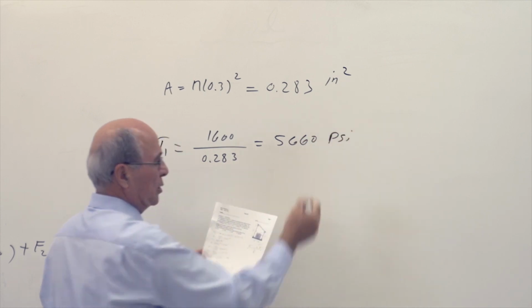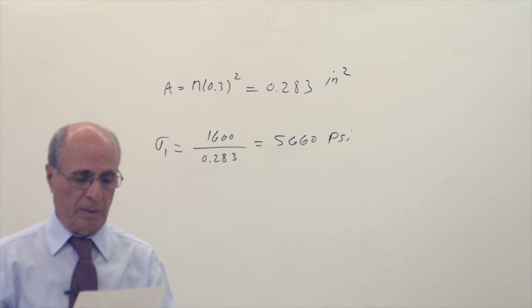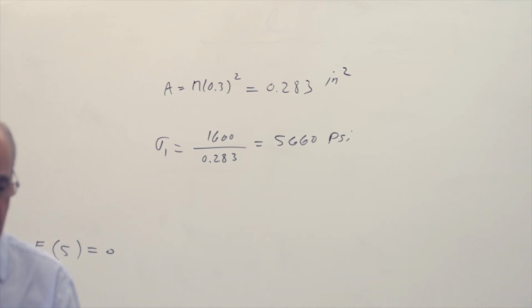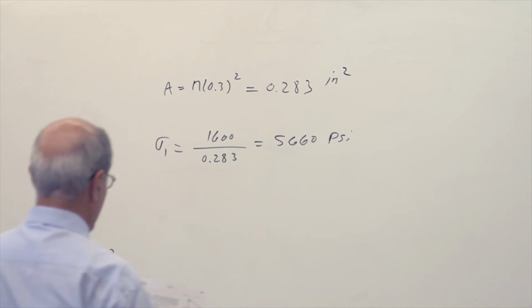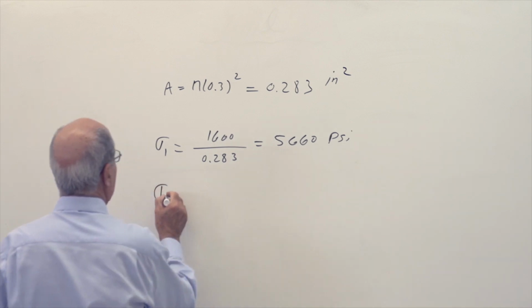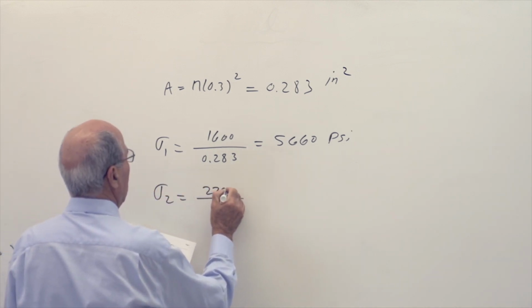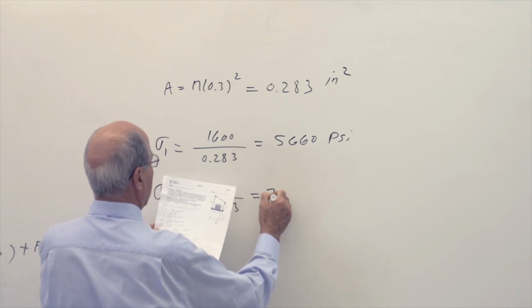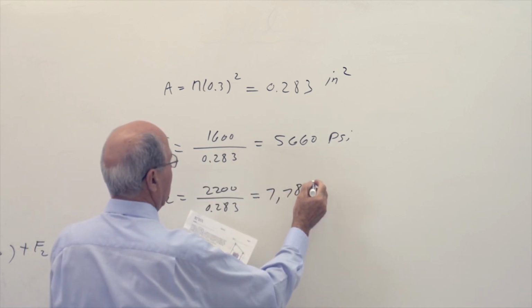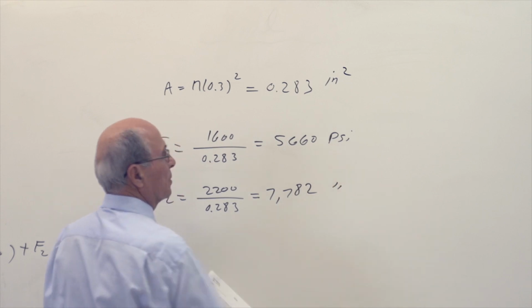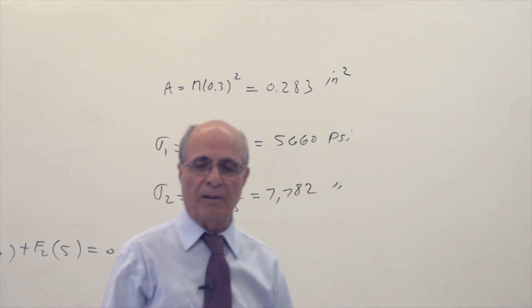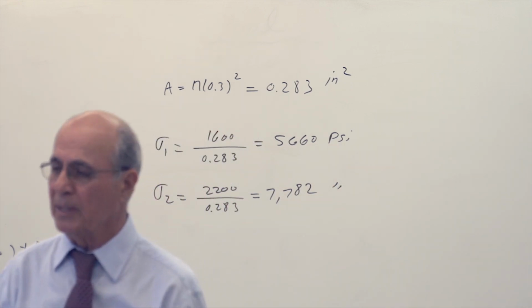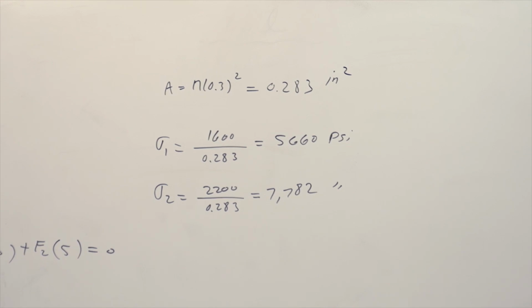If you do it with 3 digit accuracy, that's psi. And then you calculate sigma 2. Sigma 2 also equals 2,200 divided by 0.283, which becomes equal to 7,782 psi, with enough accuracy. Either way you went a little bit up and down, it doesn't matter. It depends what you put for the area. Is that correct or not?